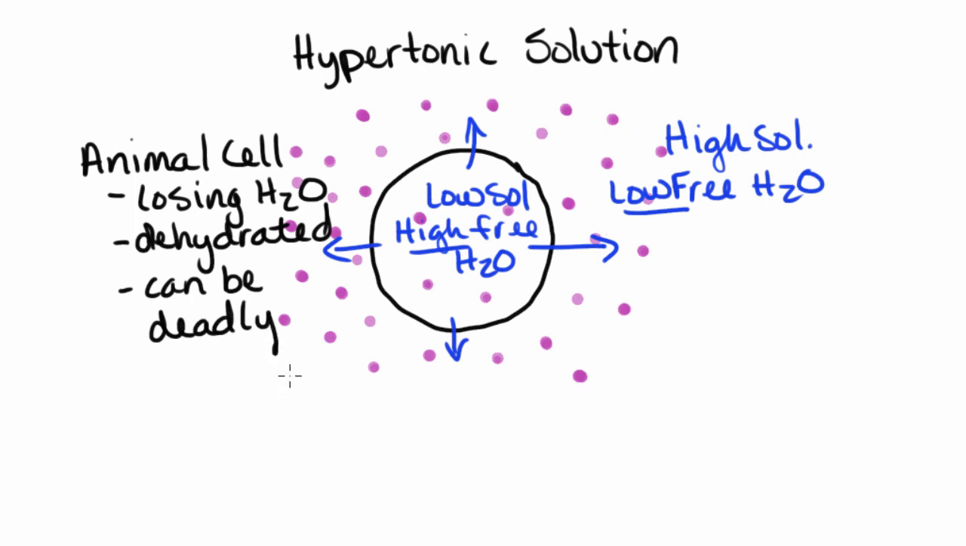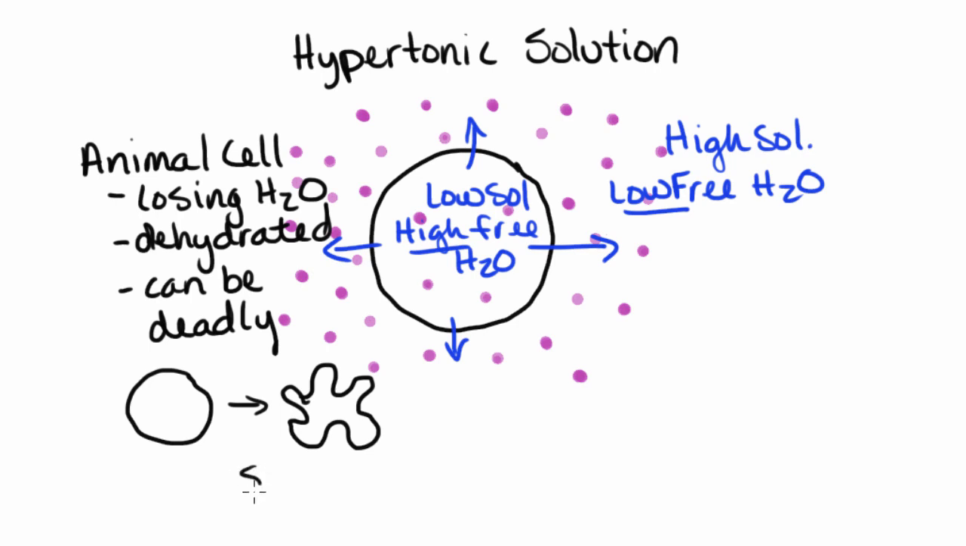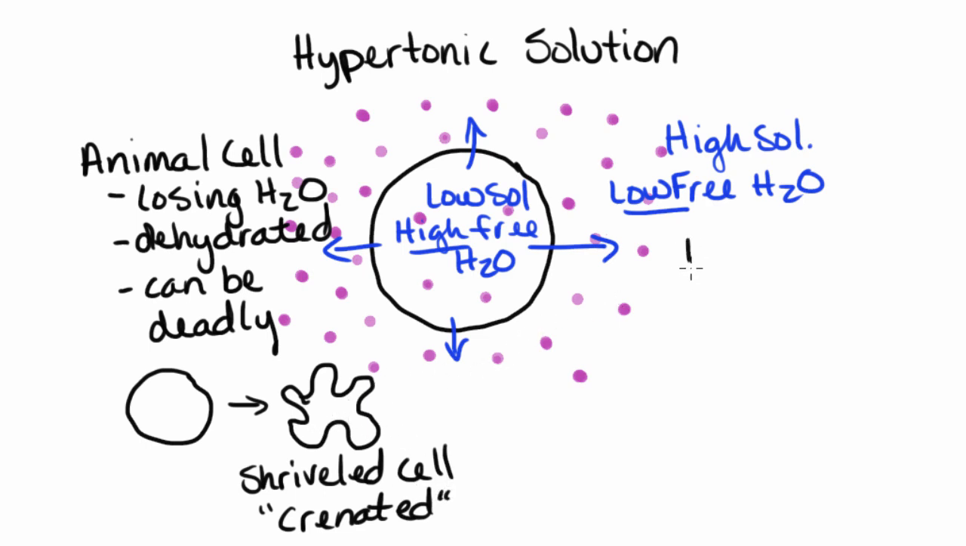And if we look at the effects of this, the animal cell is going to go from looking like this to actually kind of collapsing in on itself, something like that. This cell is what we would call a shriveled cell. And we can also call it a crenated cell. So the crenated is kind of referring to all of these little folds that we happen to get. That's the animal cell.